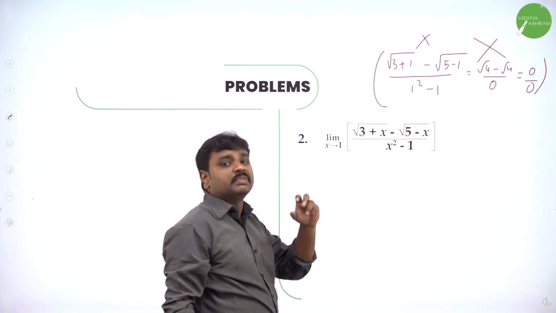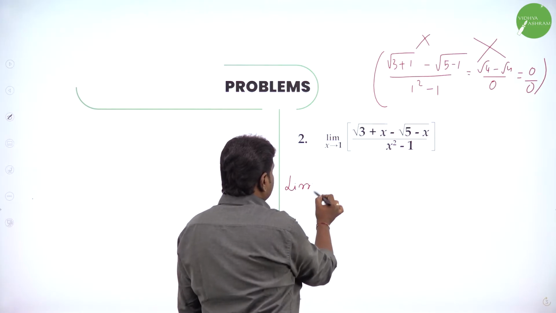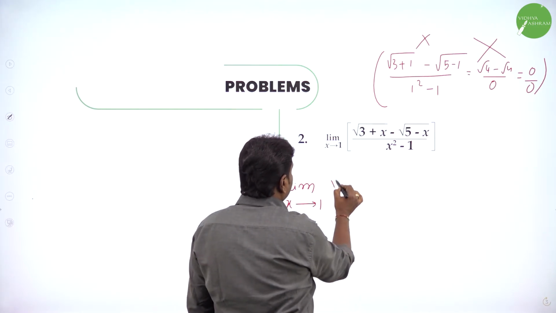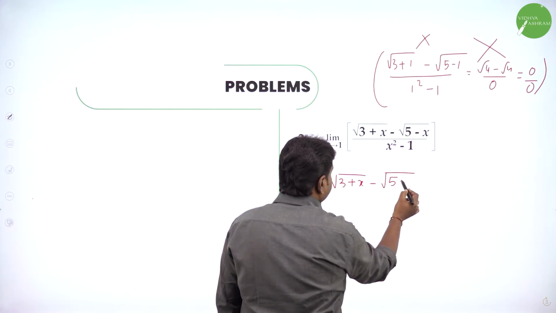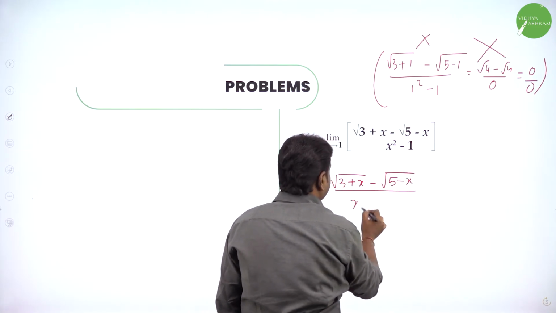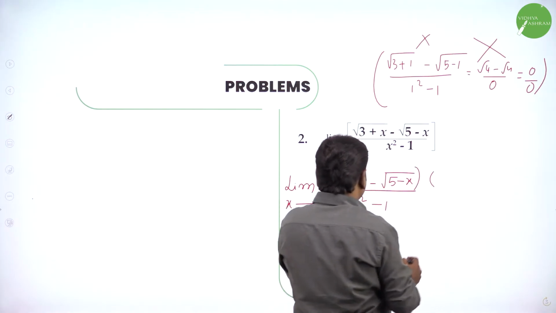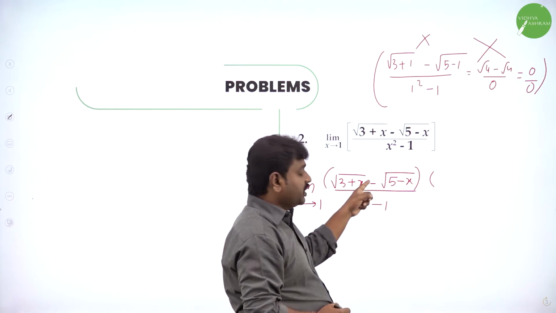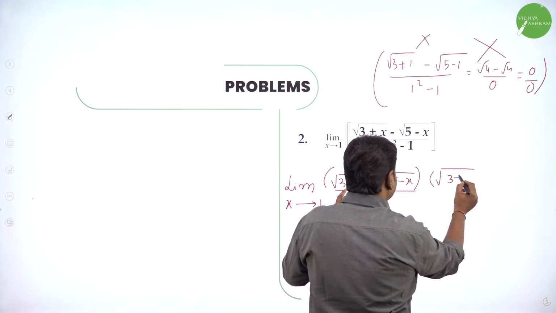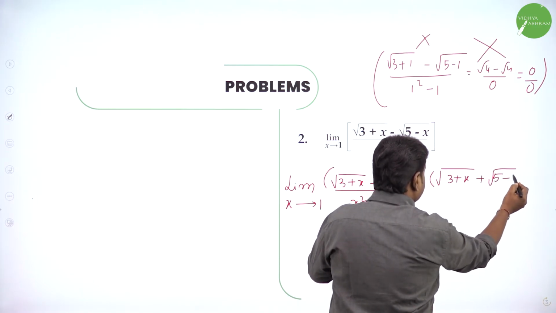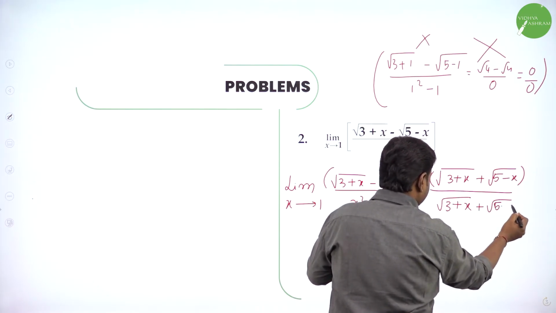So what should we do? We should simplify. In order to simplify, we need to rationalize. So limit x tends to 1, and numerator is what? Root of 3 plus x minus root of 5 minus x, divided by what? x square minus 1. So now divide and multiply the numerator with the rationalizing factor. For this, in between we have minus, so in between you take plus and divide and multiply. So rationalizing factor is root of 3 plus x plus root of 5 minus x. We should divide and multiply root of 3 plus x plus root of 5 minus x.